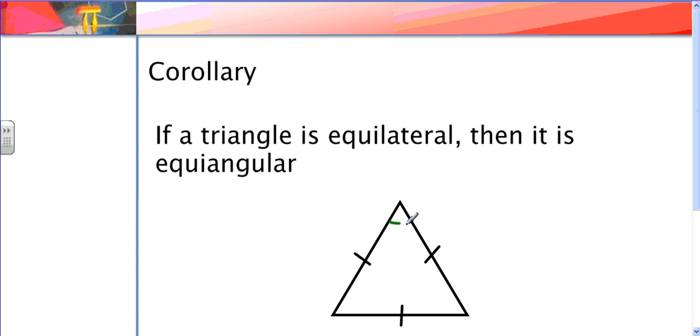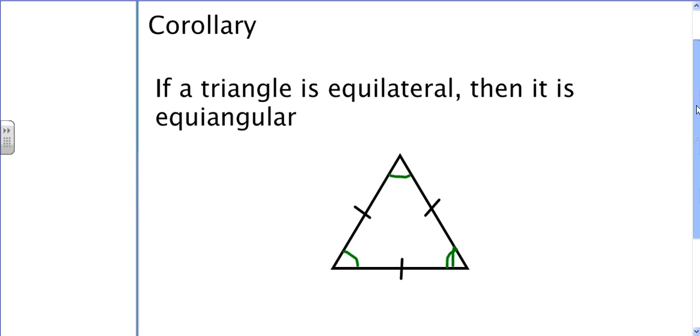And you're probably thinking that's common sense, but what we're doing here is proving it, or saying that it can be proven, in fact, that all 3 angles have to be congruent. And so we'll talk about a way to prove that in class.